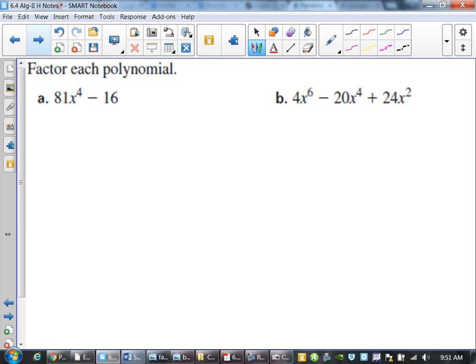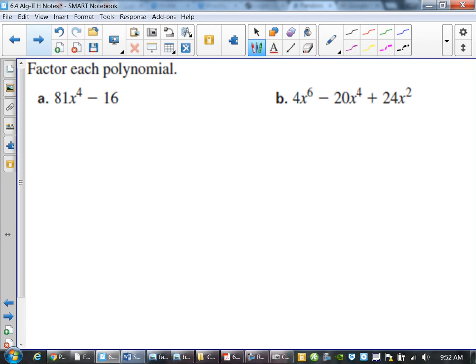81x to the 4th minus 16. We're going to factor that. Now, at this point, hopefully some of the reminders of old ways of factoring start to pop in your head. For example, when you see 2 terms in subtraction, ask yourself, is the first term a perfect square? Yeah. Is the last term a perfect square? Yeah. Is that a subtraction symbol? Yeah, it is. So that means, even though it's a 4th degree polynomial, it's a difference of squares.